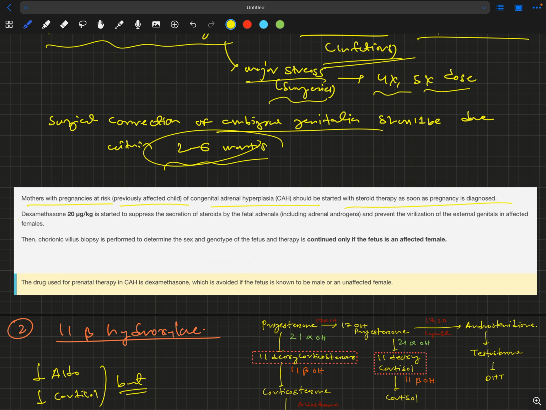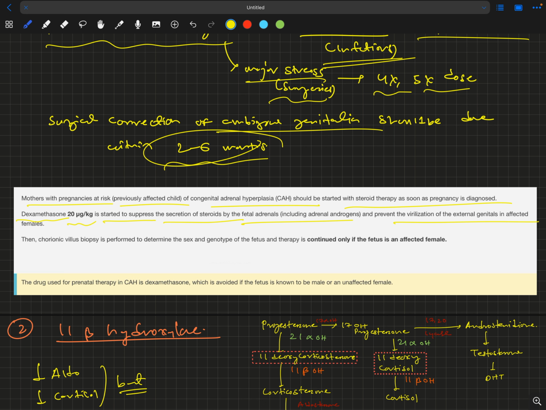Okay, dexamethasone 20 microgram per kg is started to suppress the secretion of steroid by the fetal adrenals, including adrenal androgens. So in the enzyme deficiency, the fetus will synthesize more androgens. If we give steroid from the outside, that will lead to suppression of the ACTH and CRH axis, and that will prevent further virilization of the external genitalia, which would otherwise come from the increase in androgens.